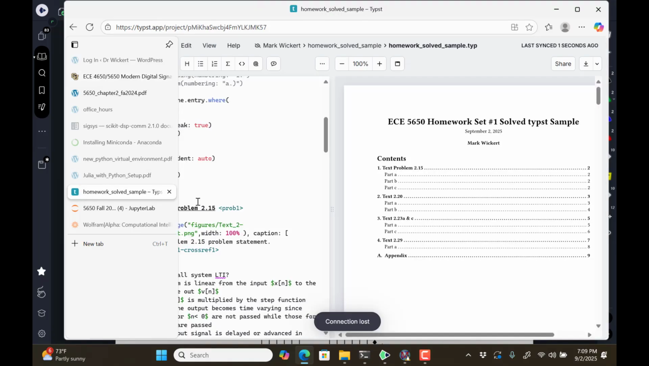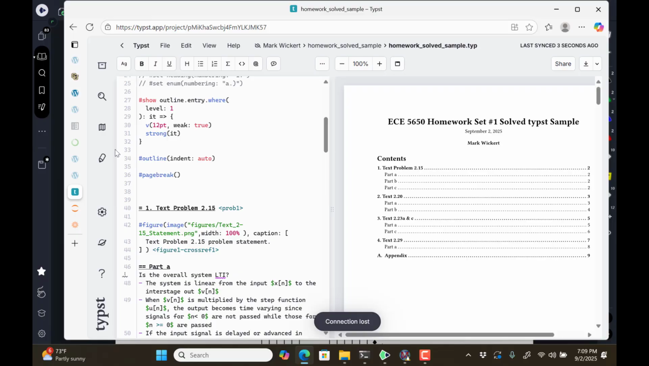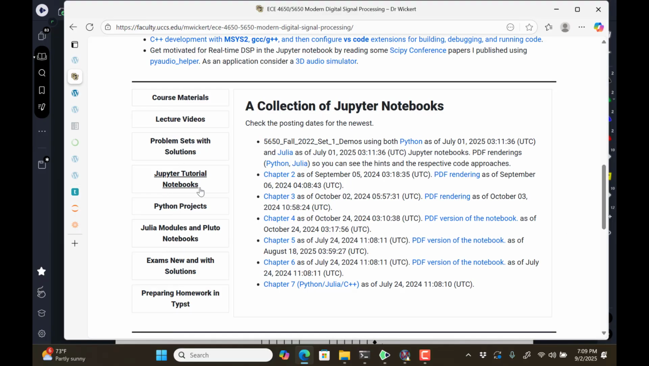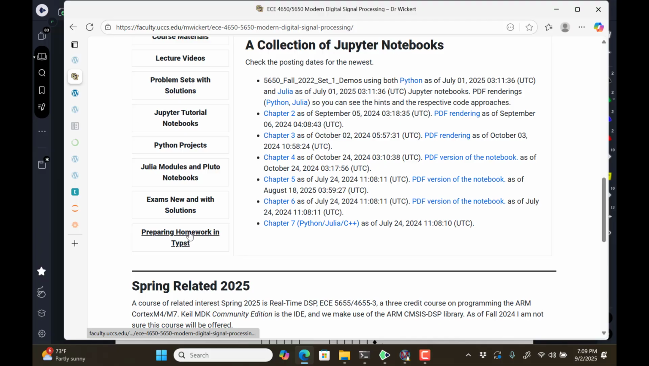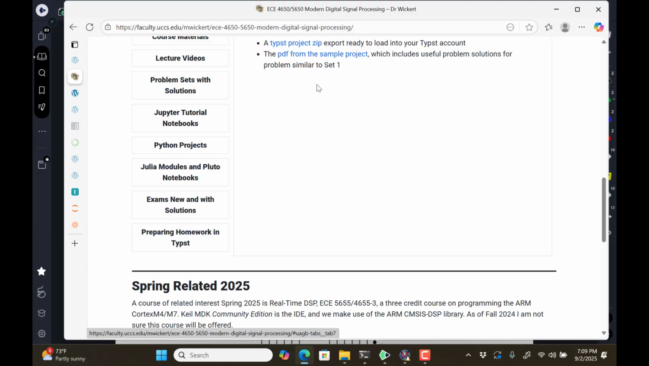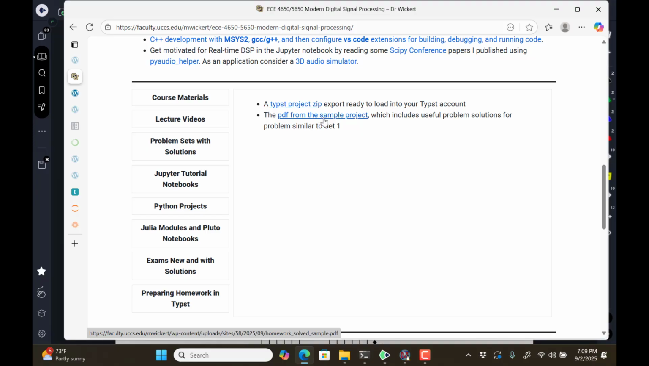I opened up Typst a while ago, and where is it in the website? It's now down here, preparing homework in Typst. So I give you two documents. One is the PDF output of the document that was saved from the environment where we're going to look at them here in a second. And the other one is a zip package, which has all the files that are inside the Typst document.